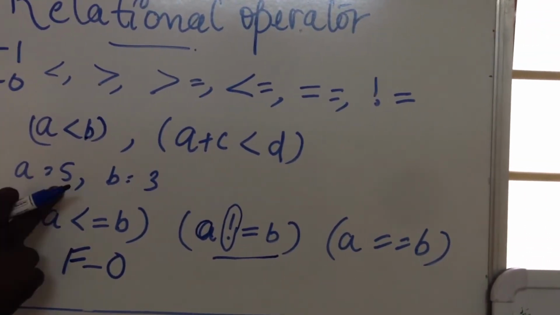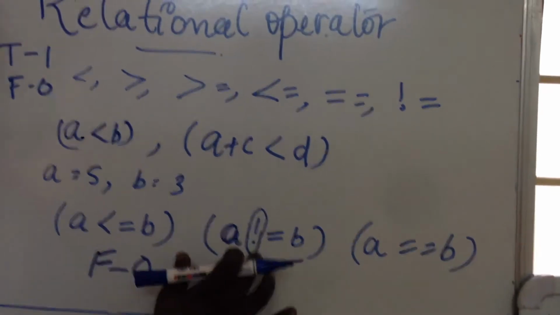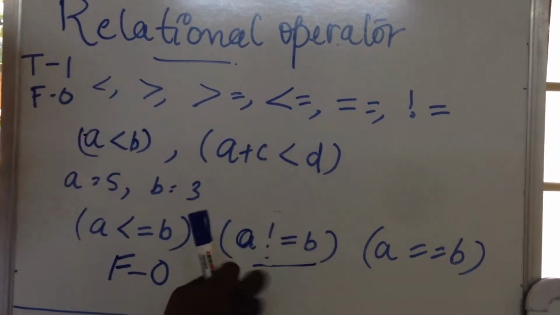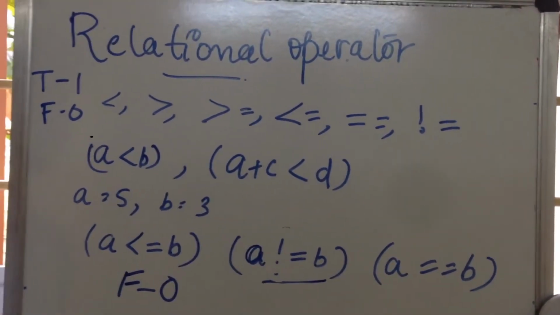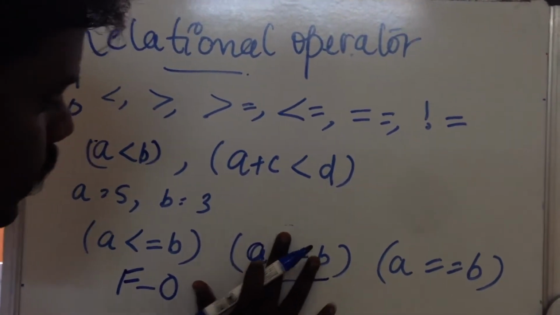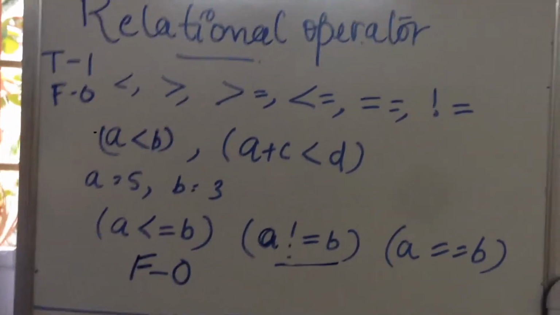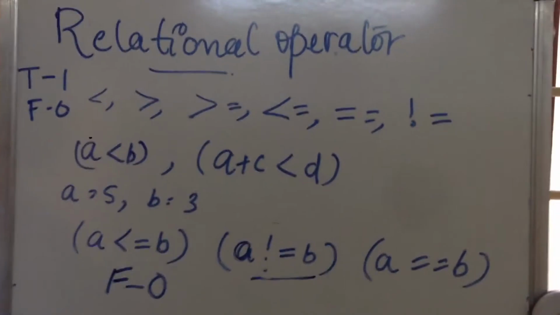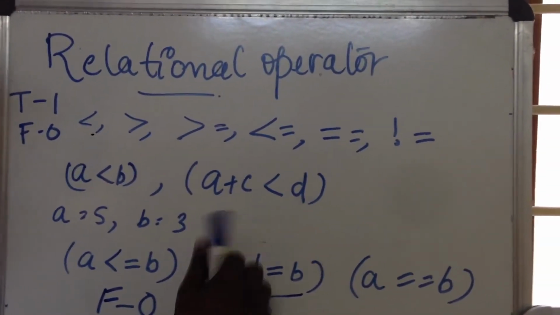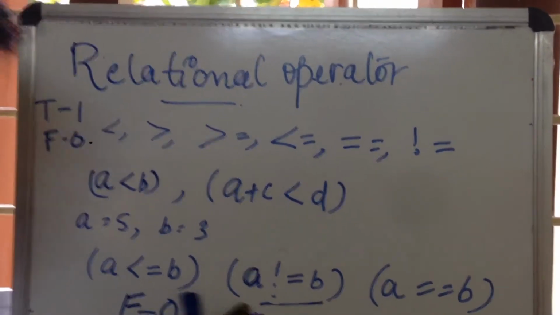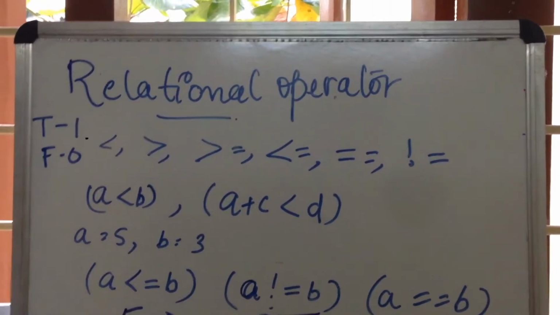Take A equal to 5, B equal to 3. Now, A not equal to B. First we consider A equal to B. That expression fails. While considering the not operator, it becomes true. So the value is true.